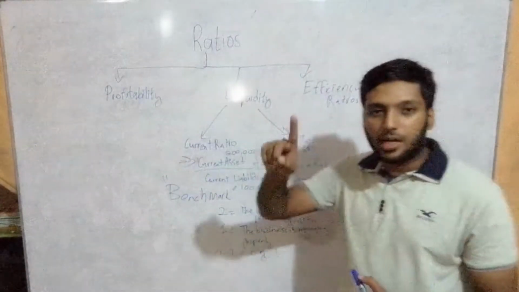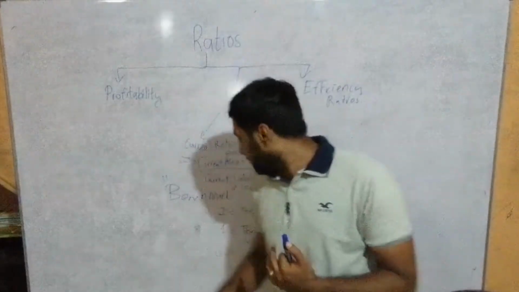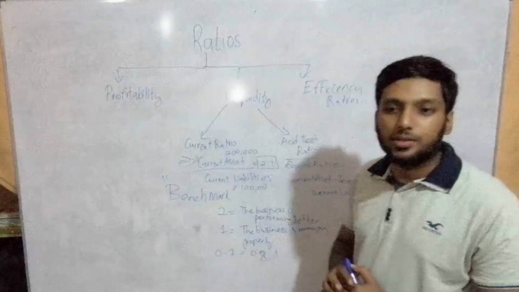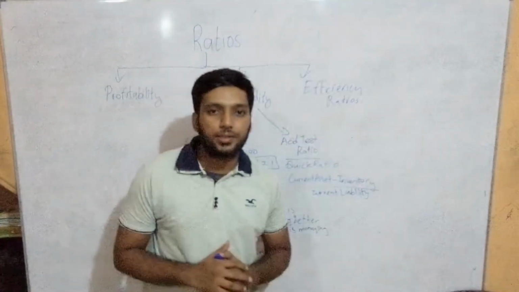If the business is at 1, then you can say that the business is somewhat managing, but they need to improve. And if the business is at less than 1, the business should improve a lot, because they can't even pay their liabilities. So it's not good for a business to run like that.